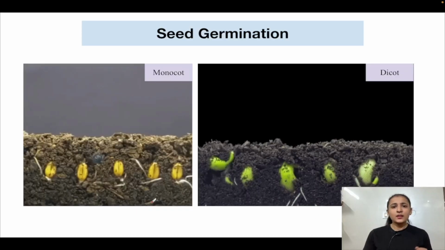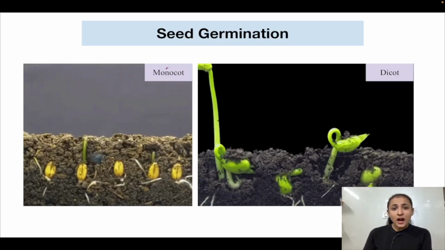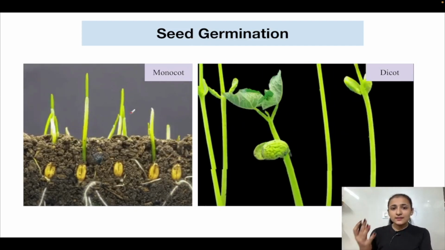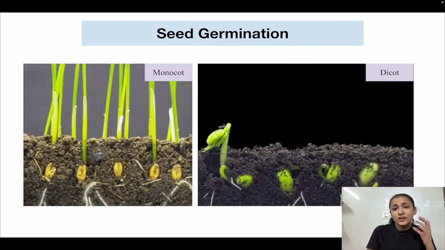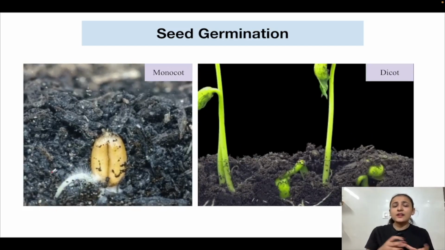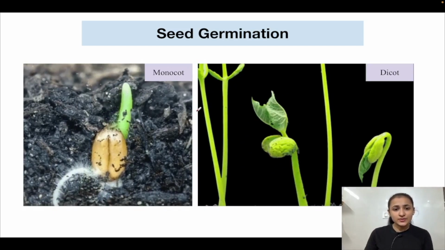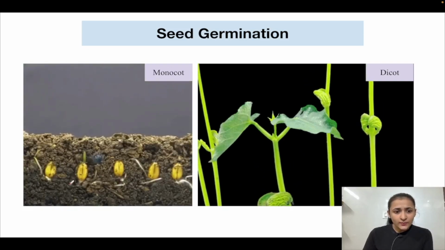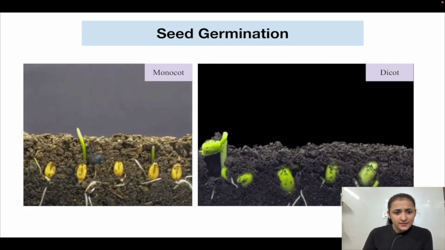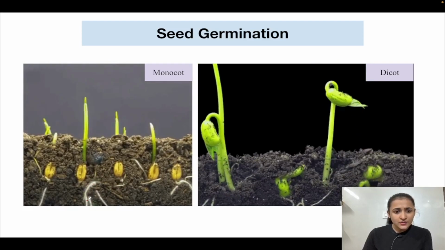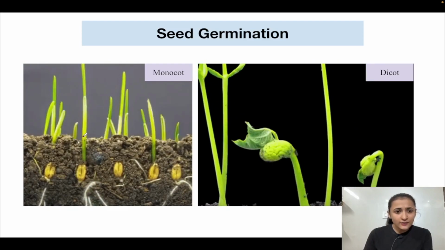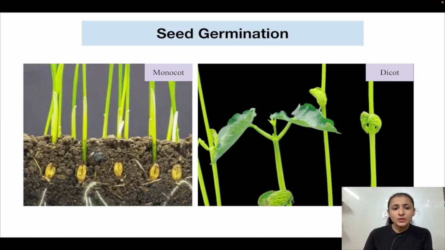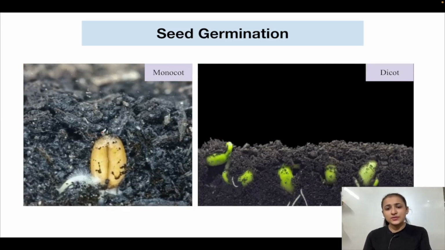Now let us look at how the seeds germinate in monocots and dicots to get a better understanding of how the radicle and the plumule give rise to the root system and the shoot system. As you can see, this is a monocot seed. First the radicle starts coming and it gives rise to the root system. Afterwards, the plumule part grows in order to give rise to the shoot system.